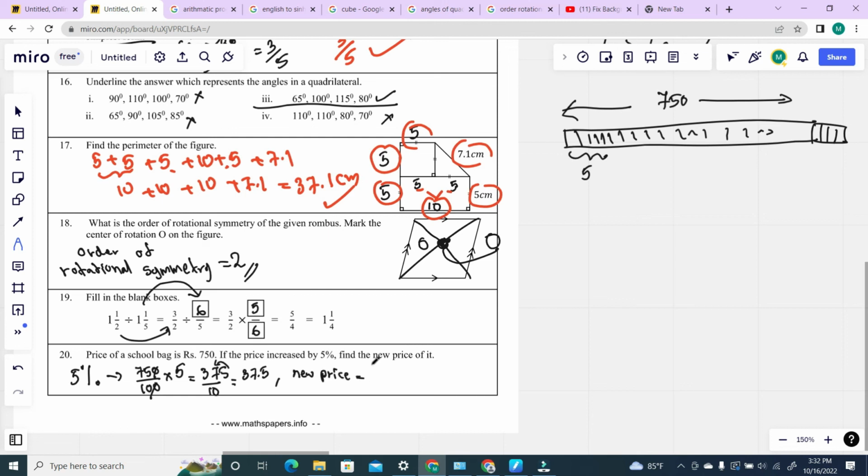So the new price will give you 750 plus 37.5, okay, then 787.5. This is the answer. Okay, now I think you have an idea to do the first paper, and let's meet in the second paper.